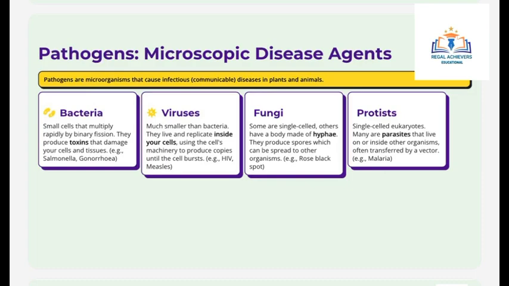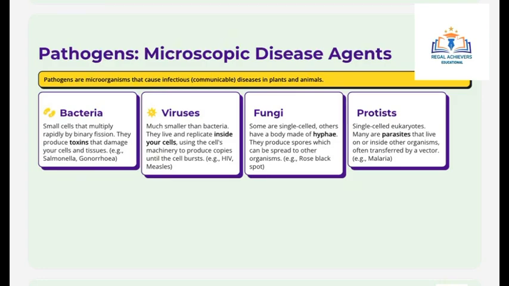Pathogens are the microscopic agents that cause infectious diseases, and understanding them is our first step. Bacteria multiply quickly and release toxins, damaging your cells. Viruses are even sneakier. They hijack your cells to reproduce, eventually causing them to burst. Fungi and protists also cause significant diseases in both plants and animals.